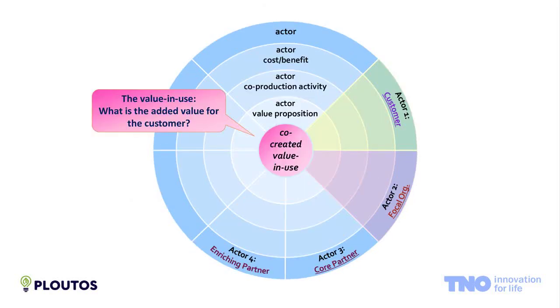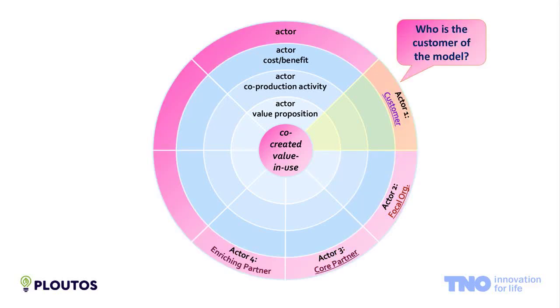Filling in the business model radar starts from the circle in the middle. This circle states the co-created value in use. In this circle you map the value that your innovation or solution creates for a specific customer or end user. The co-created value in use is the product of the collaboration between you and other stakeholders involved.